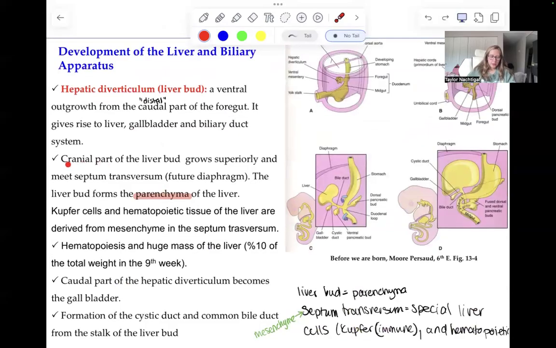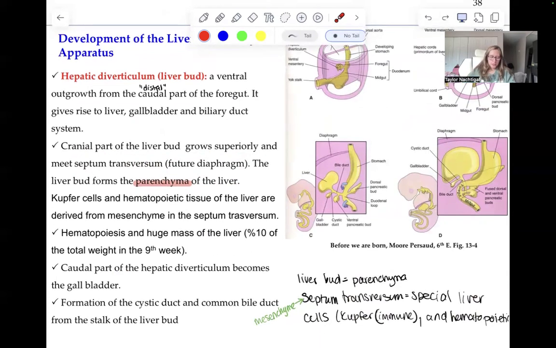The cranial part of the liver grows superiorly, grows upwards, and meets the septum transversum, which we've already discussed as being the future diaphragm. The liver bud then forms parenchyma of the liver, which is the functioning liver cells. The other cells we know that reside in the liver, such as the Kupffer cells and hematopoietic tissue, are derived from the mesenchyme in the septum transversum.